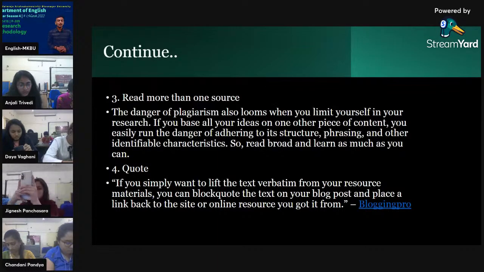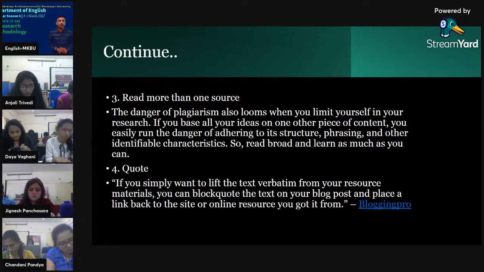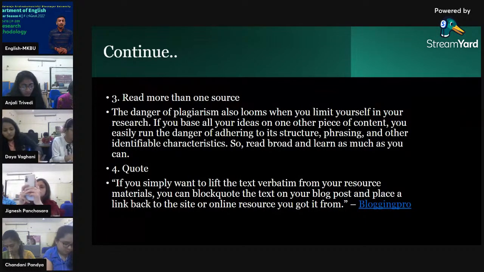And the third one, read more than one source. The danger of plagiarism also looms when you limit yourself in your research. If you base all your ideas on another piece of content, you easily run the danger of adhering to its structure, phrasing, and other identifiable characteristics. So read broadly and learn as much as you can.